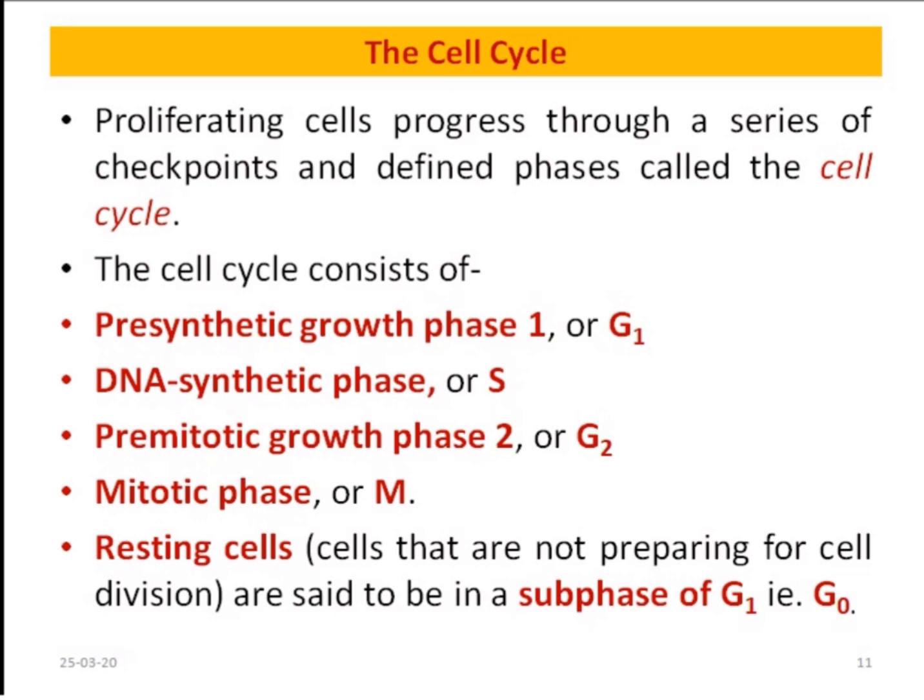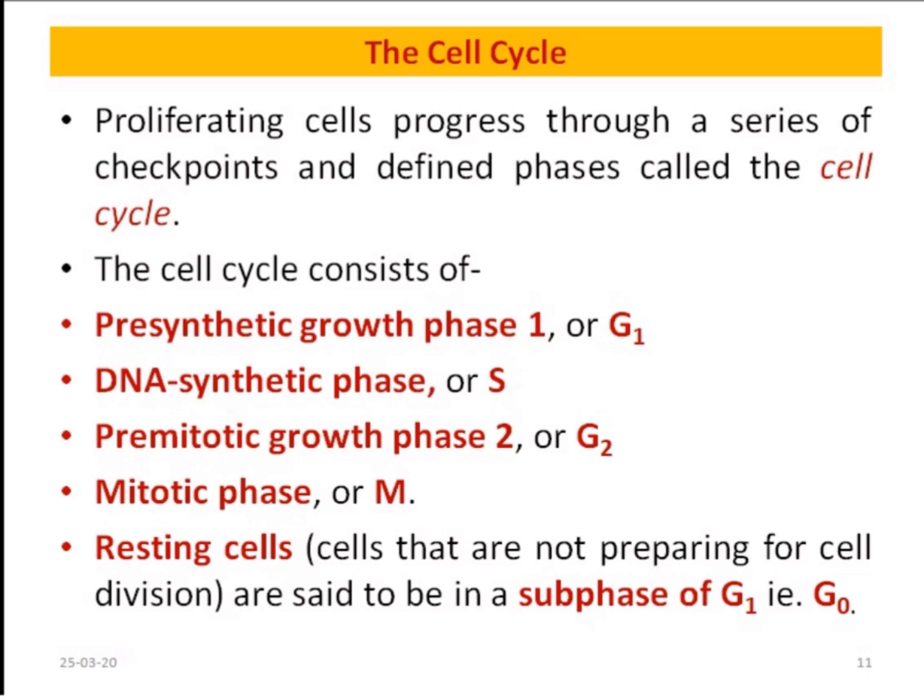Okay, the cell cycle consists of 4 phases. One is called the pre-synthetic growth phase 1 or G1. In this growth phase 1, synthesis of DNA is not happening. That's why it's called pre-synthetic growth phase 1, that's why it's called G1. Second is the DNA synthetic phase. That's why it is denoted as S. S means synthesis. So DNA synthetic phase means in this particular phase DNA is going to be synthesized.